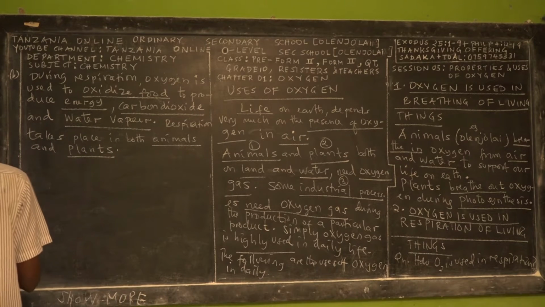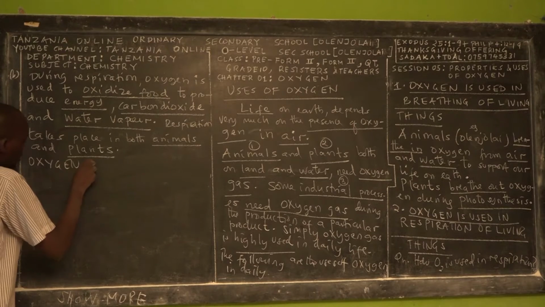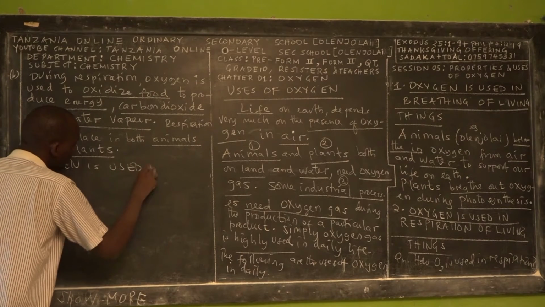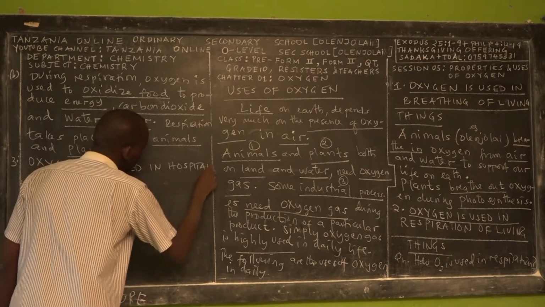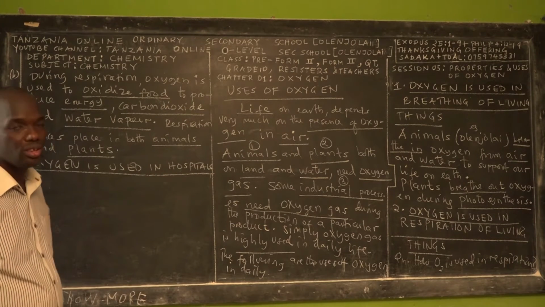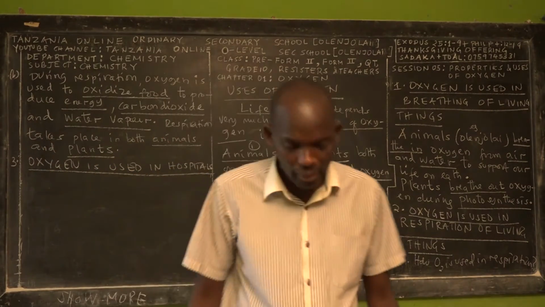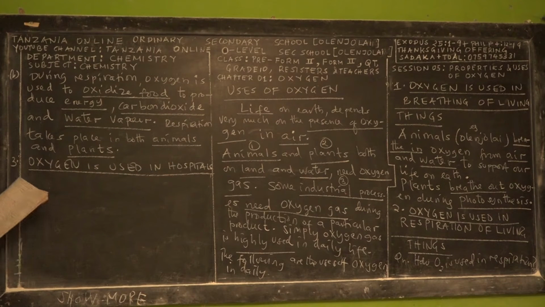That's not enough. Oxygen also has a practical use. Oxygen is used in hospitals to save life. Oxygen is used in hospitals to save life of the mankind, of the human beings. How is oxygen used in hospitals to save life? There are two groups of people who can save their life by use of oxygen.